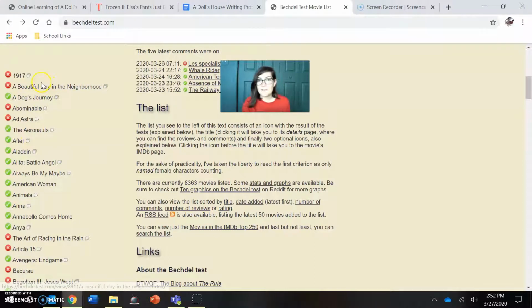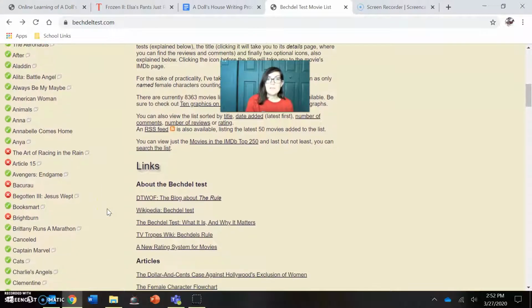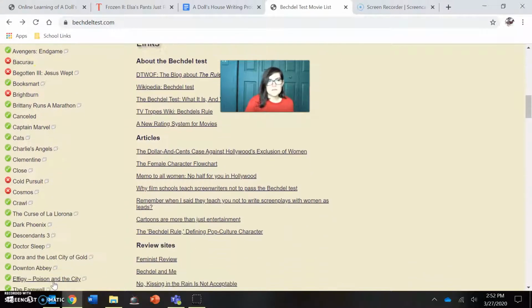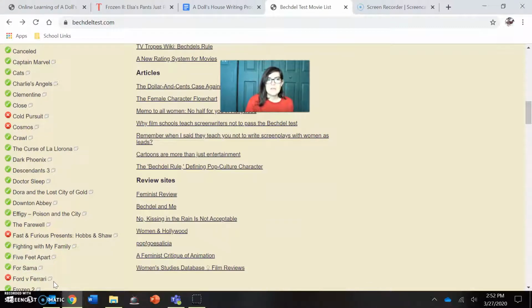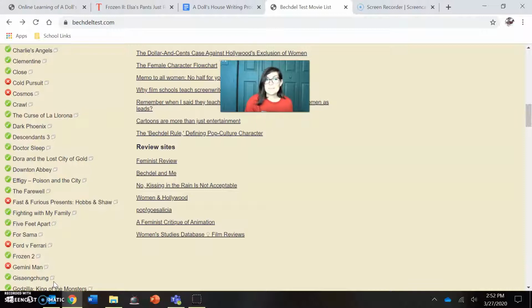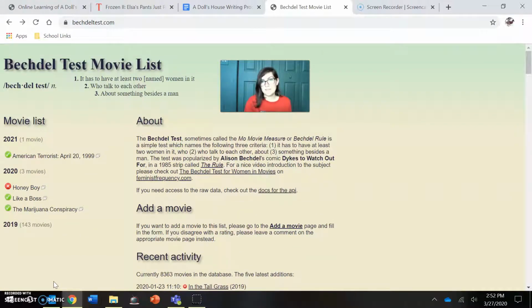A Beautiful Day in the Neighborhood, the Mr. Rogers movie, fails the test. Ad Astra, the Brad Pitt goes into space movie, terrible movie, fails the test. So a lot of these, even movies that I particularly liked, like The Art of Racing in the Rain, which I saw and enjoyed, fail the test. If you start looking at all of these different movies on here, you might be surprised to find that a lot of your favorites can't pass this extremely simple test.